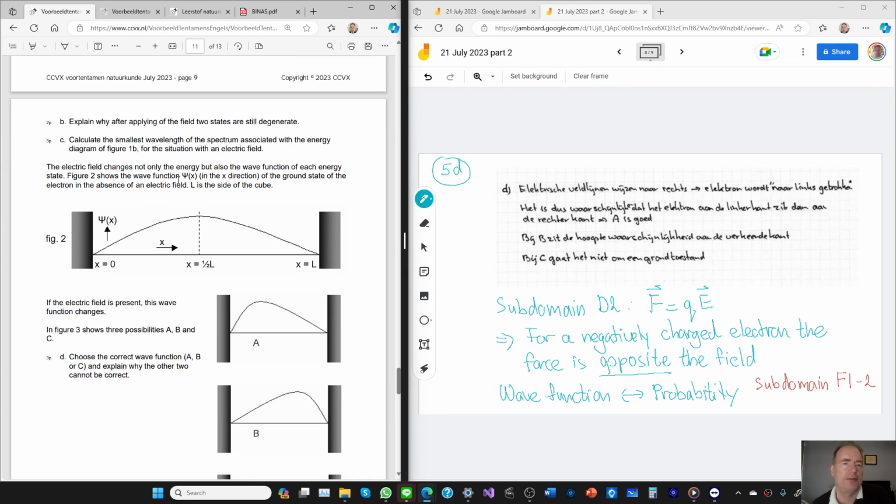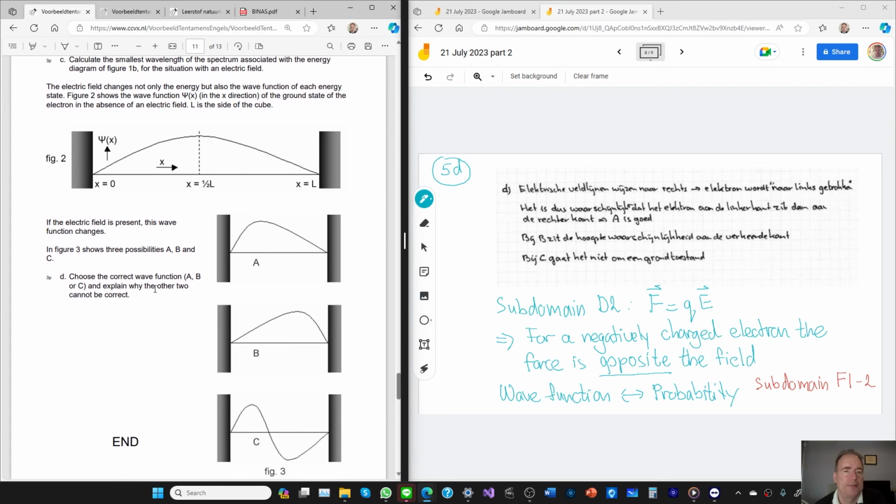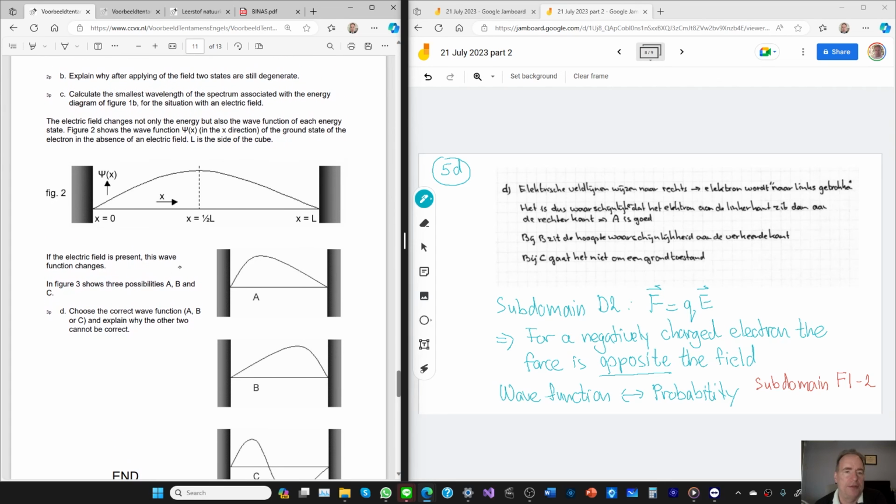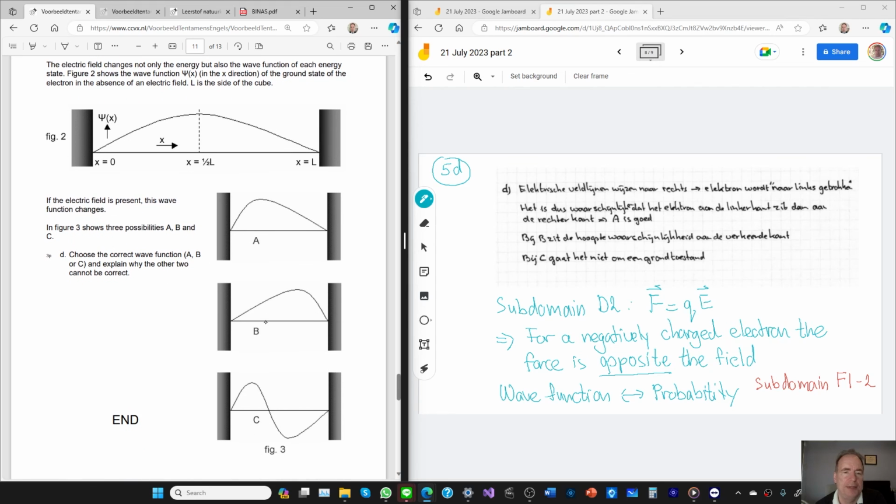You can also have a look at the wave functions. They say the wave function of the ground state in the absence of an electric field is given here. Remember, these are probability distributions. So the highest probability is to find it here, but it can be anywhere. Now, if the electric field is present, the wave function changes, and here they show the different possibilities, A, B, and C.